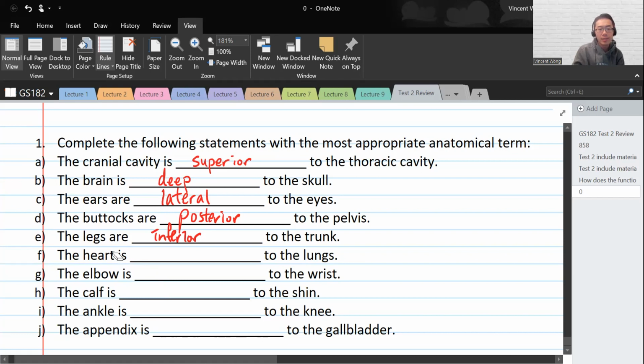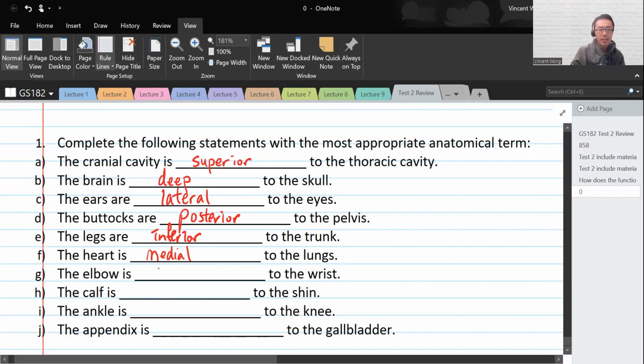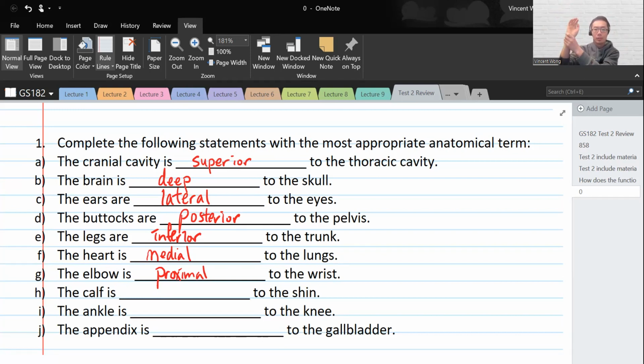The heart is between the lungs, so it's closer to the center. We say medial. Medial is this way, lateral is that way. The elbow is proximal to the wrist. If it's closer to the joint, like the shoulder in this case, we say proximal. The fingers, which are further away from the joint, are distal to the wrist.